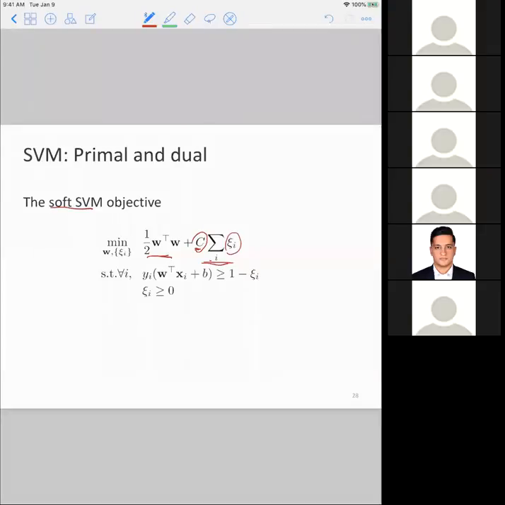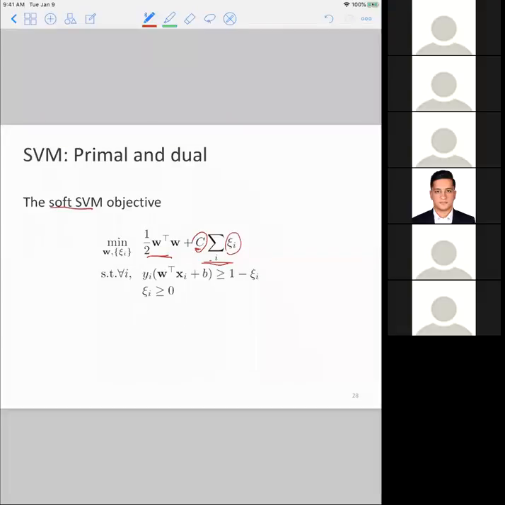So what is slack variable? Any idea? Why do we introduce slack variable? To measure the distance between a data point and the margin and the hyperplane.